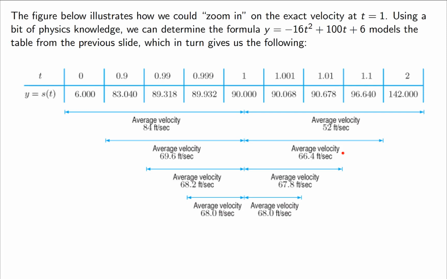We get a little bit closer with the 0.99 and the 1.01. That again gives us numbers that are even closer to 68. And then when you do 0.999 to 1, you'll notice these values even to one decimal place are now exactly 68. Now this is actually only in a quadratic where you get the exact answer without having to zoom in, but we actually did find the exact answer. The ball was traveling at 68 feet per second at t equals 1.